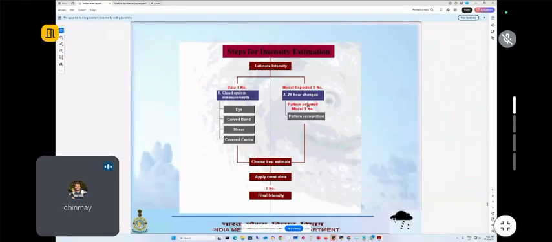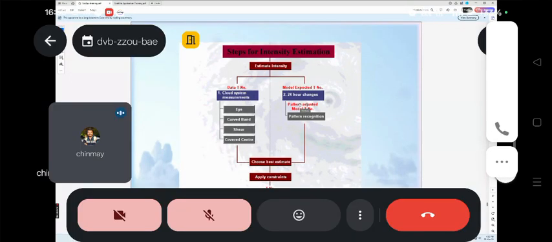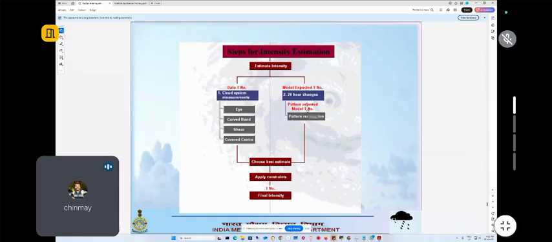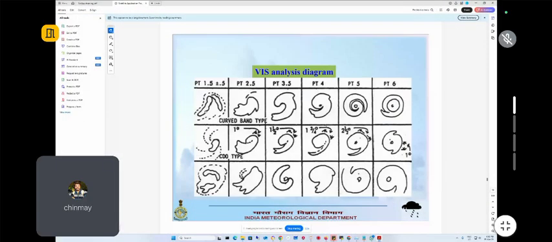And the third T number is called PT, or pattern T. Pattern T is, let's have a look at this particular diagram.